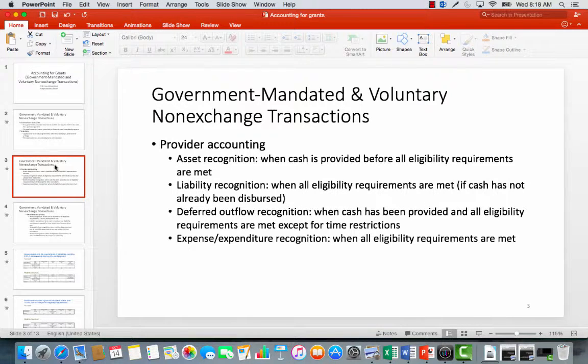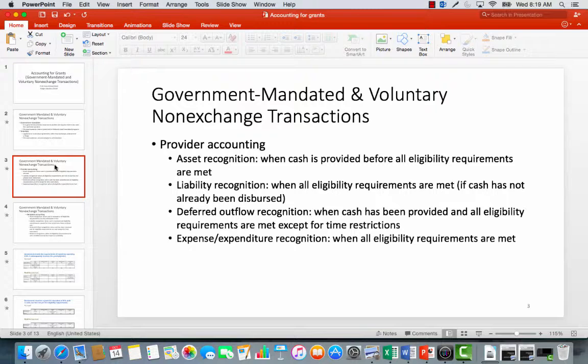The next couple of slides lay out what the rules are for recognizing assets and liabilities. We look at both sides of the transaction here because governments may be not only recipients of grants but providers of grants as well. Certainly if you're looking at a state, states get a lot of federal aid, and they are significant providers of aid to school districts, and cities and towns and counties and so on.